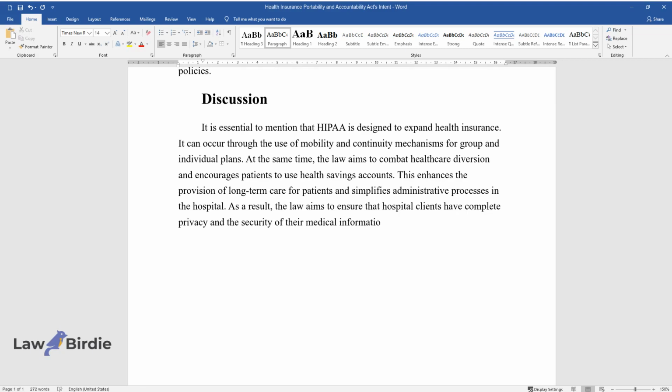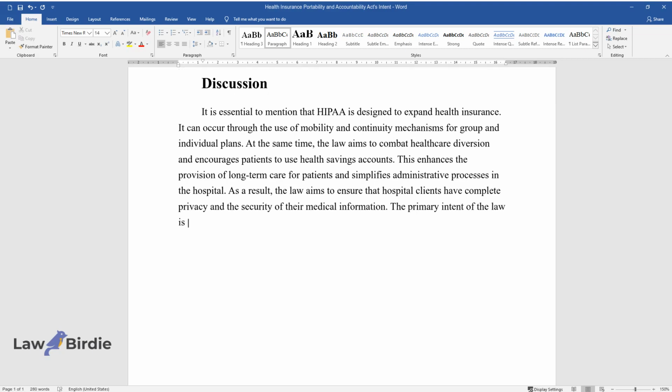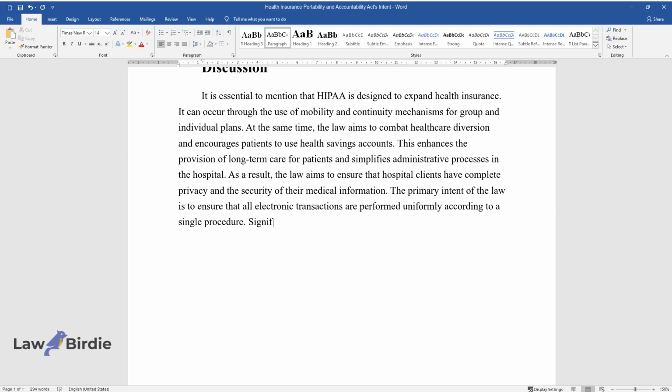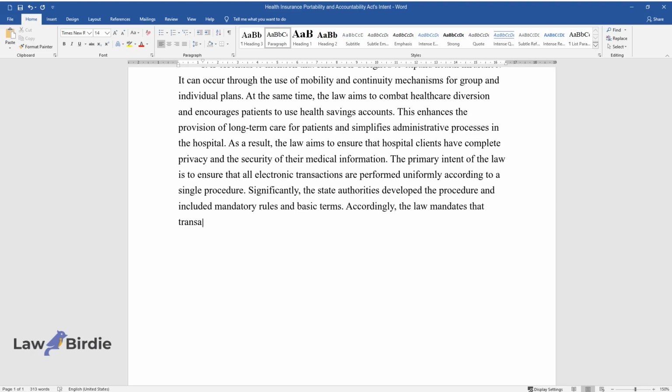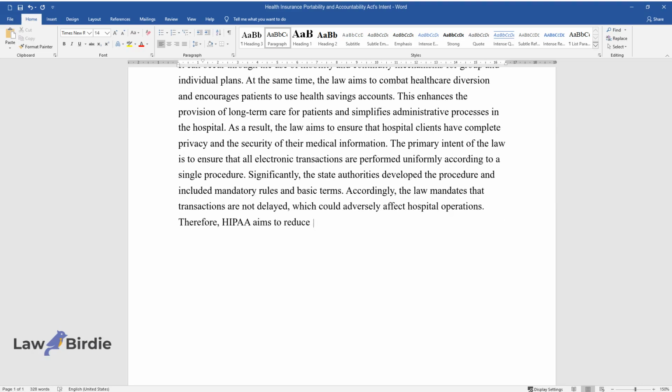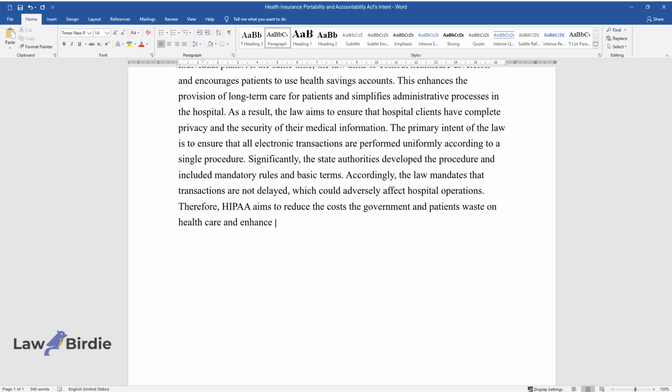The primary intent of the law is to ensure that all electronic transactions are performed uniformly according to a single procedure. Significantly, the state authorities developed the procedure and included mandatory rules and basic terms. Accordingly, the law mandates that transactions are not delayed, which could adversely affect hospital operations. Therefore, HIPAA aims to reduce the costs the government and patients waste on health care and enhance the quality of care.